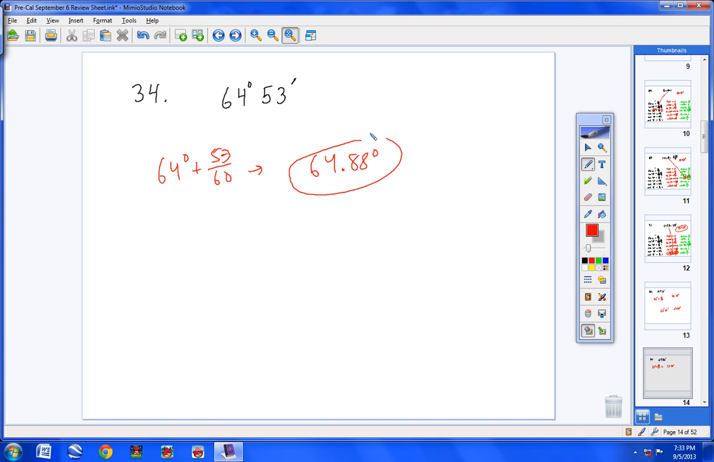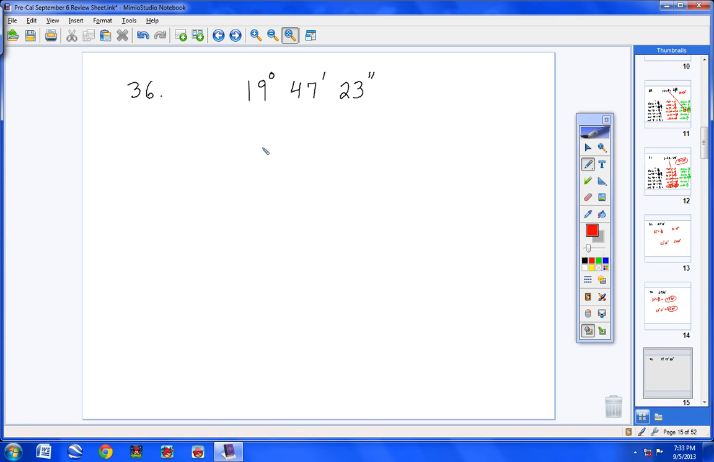Or another way to do it is to type in your calculator 64, then hit second apps option 1, and a circle will pop up. Then type in 53, then hit second apps option 2, and this line will pop up, and then hit enter, and you'll get 64.88 degrees. Now some of these might be rounded, understand, okay? I do understand that.